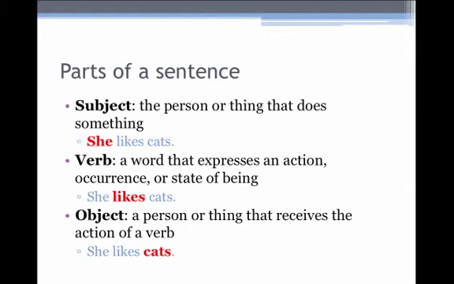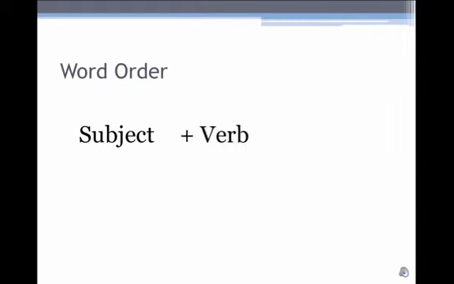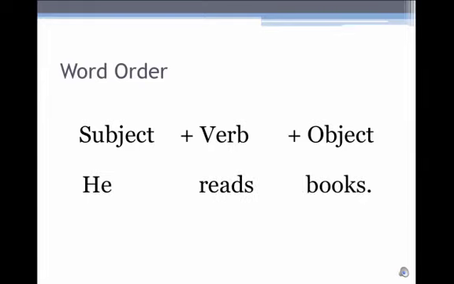These are the major parts of the sentence. This is also their order: subject, verb, object. In English, word order is very important. The word order is subject, verb, object. For example, this sentence says, he reads books. He is the subject, reads is the verb, books is the object. In English, sentences always have this order. Some other languages, like Japanese, have different sentence orders.